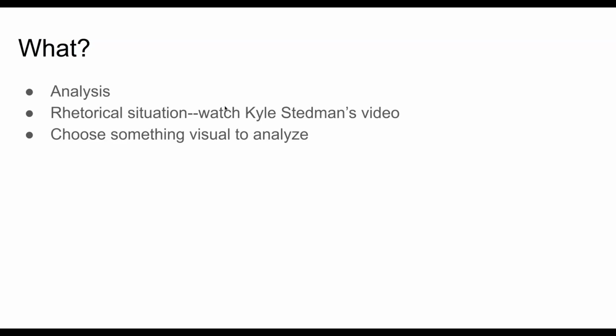You have a video from Kyle Stedman in Unit 3.1 about the rhetorical situation, and you should take notes on that. He's going to define it really well for you, and he even talks a little bit about how to write an analysis paper. And then in this particular unit, you're going to need to choose something visual to analyze. The sooner you can make that selection, the better for you, because you're going to want as much time as possible to think about that image and maybe do a little bit of research on its context.